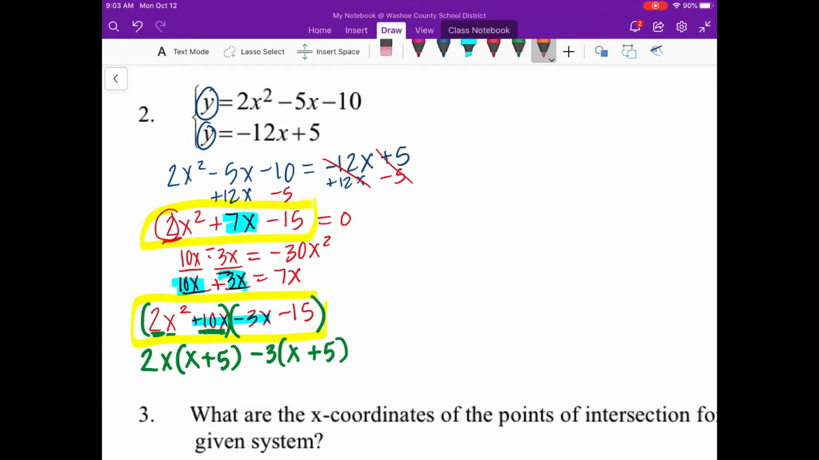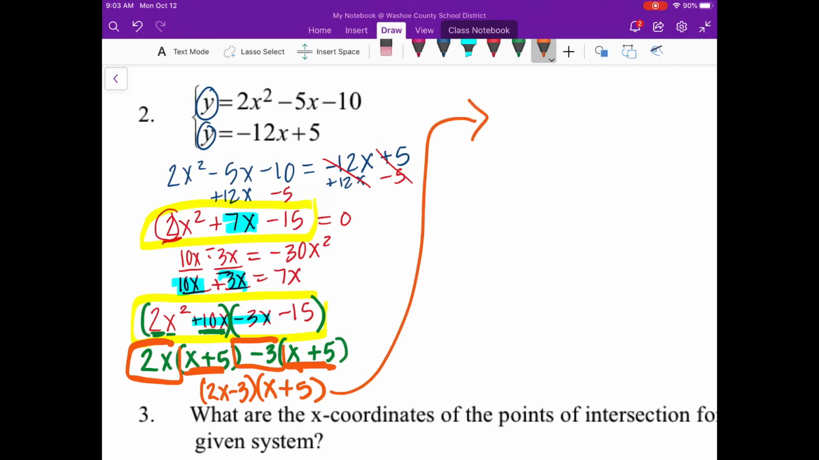So you know that you're doing this right if your factors here are the same. That's good. So I have an x plus 5 here. And then whatever you took out, the 2x minus 3, that becomes your other factor. Okay, so this is your answer for the factoring portion. So then what you're going to do, you're going to take these factors, 2x minus 3, set that equal to 0, and take your other factor, x plus 5, and set that equal to 0, and then solve for the x value and substitute it back in.